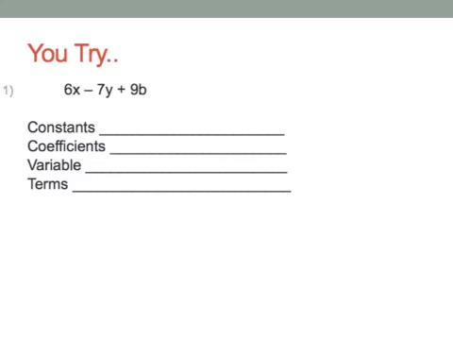Go ahead and attempt the first you try. Pause the video. Okay, our constants. In this case, we have no constants. There are no numbers by itself. The coefficients would be 6, -7, and 9. The variables would be x, y, and b. In the terms, we have 1, 2, 3 terms. They would be 6x, -7y, and +9b.